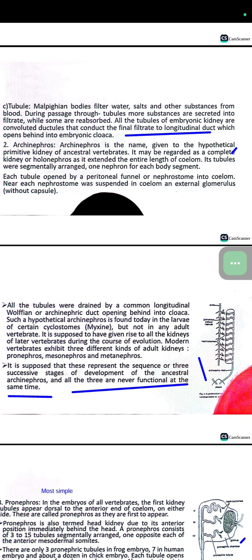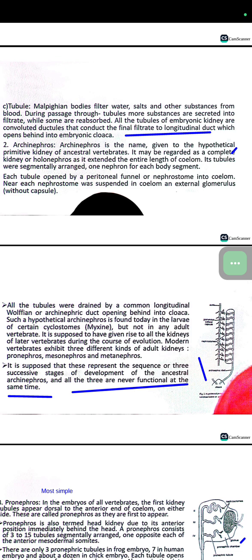Each tubule opened by a peritoneal funnel or nephrostome into the coelom. Near each nephrostome was suspended in the coelom an external glomerulus. All the glomerular tubules are drained by a common longitudinal Wolffian duct opening behind into the cloaca. Such a hypothetical archinephros is found today in the larva of certain cyclostomes, but not in any adult vertebrate. It is supposed to have given rise to all the kidneys of later vertebrates during the course of evolution.